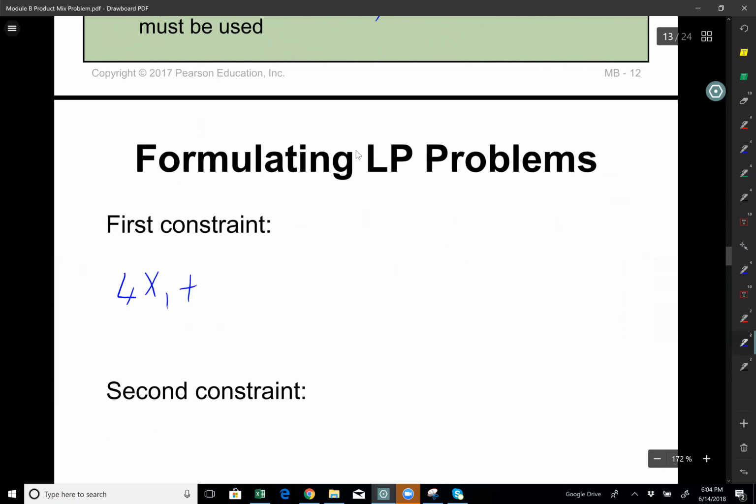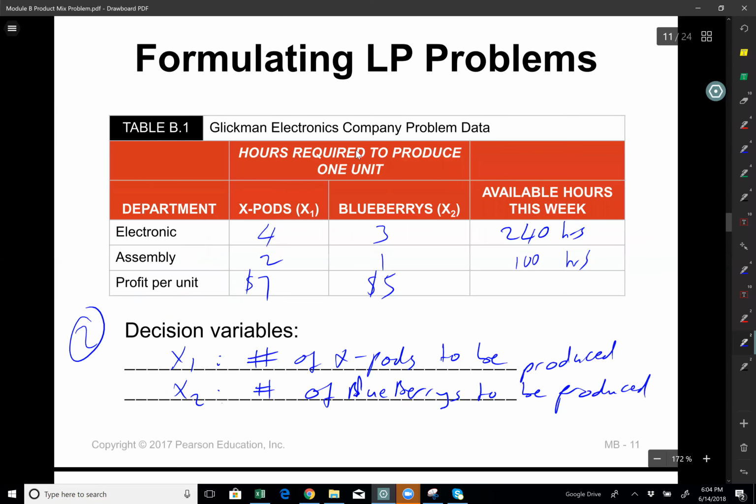4x1 plus 3x2. This is my left-hand side. Why 4x1, 3x2? Let's take a look at our table again here. For every unit that I produce, every XBot I produce, I need 4 hours of electronic department time. Every blueberry that I produce, I need 3. So 4 times x1 plus 3 times x2 should be less than or equal to my capacity, which is 240. This is my right-hand side. This is the relationship, and these are the coefficients.